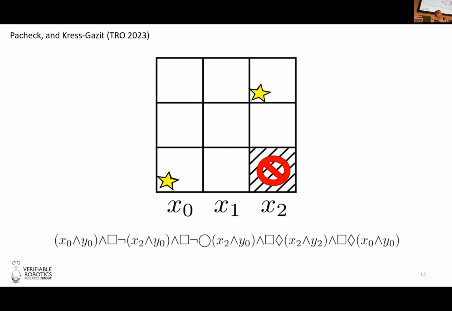always, and, always not x2, y0, so that's the region with the red do-not-enter marking, I never want to go there. And always, well, we'll skip that one, it's a little bit in the details of the specific synthesis algorithm we're using, but always eventually x2, y2, so the top right, and always eventually x0, y0. So this task says I want to infinitely often go between the top right and the bottom left, and I never want to go to the bottom right.